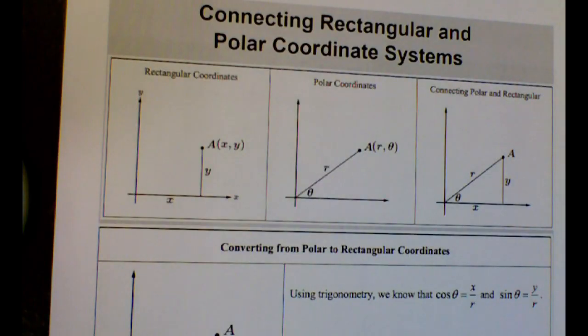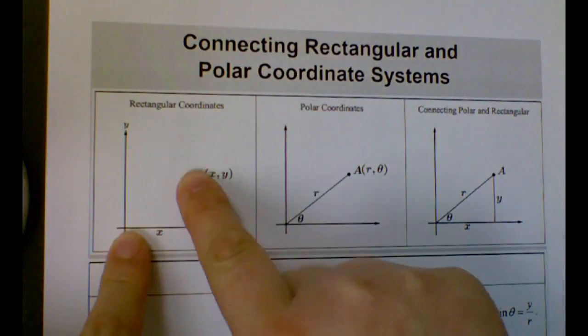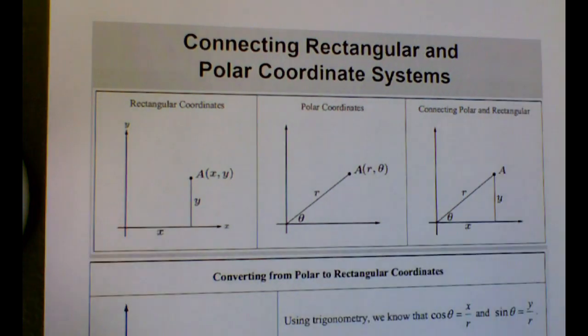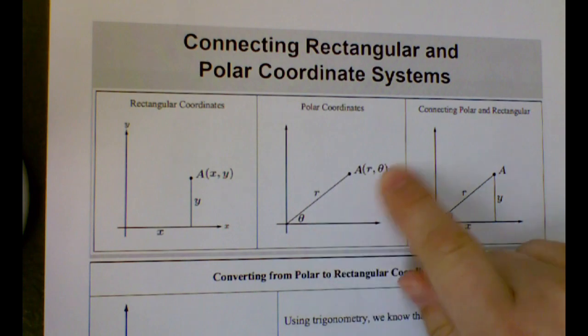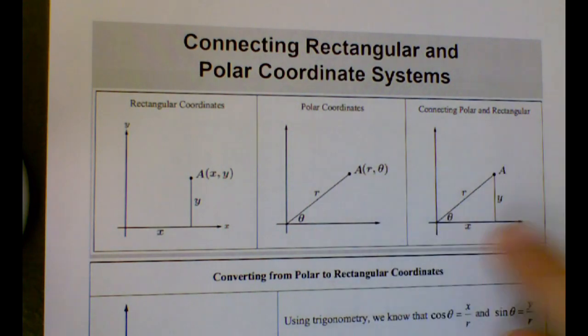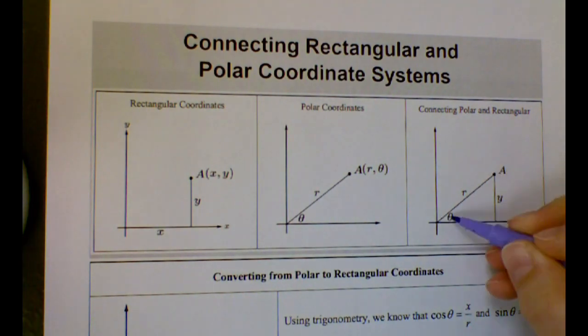So now let's talk about how to relate rectangular and polar coordinates. In rectangular coordinates, we have a point x, y. X is how far left and right, y is how far up and down. In polar coordinates, we have a radius and an angle. Our point is radius, angle. To connect those, we look at this right triangle. X, y is the same as r, theta.